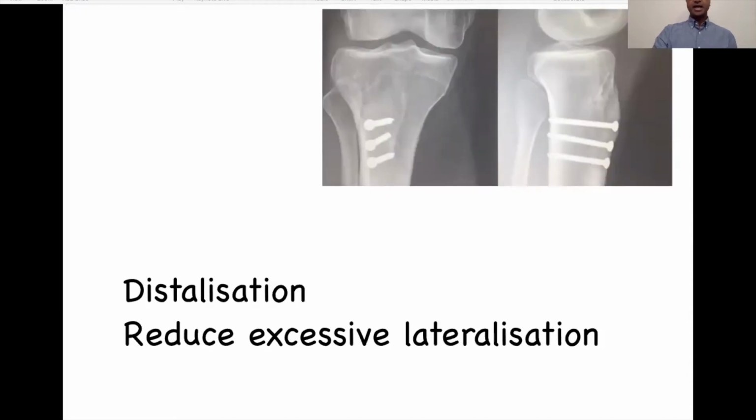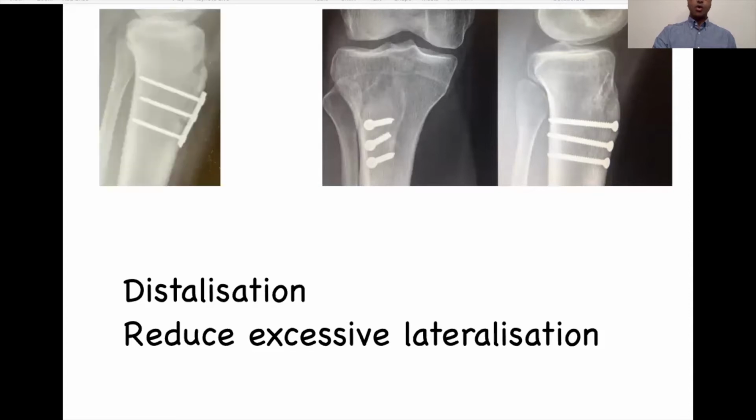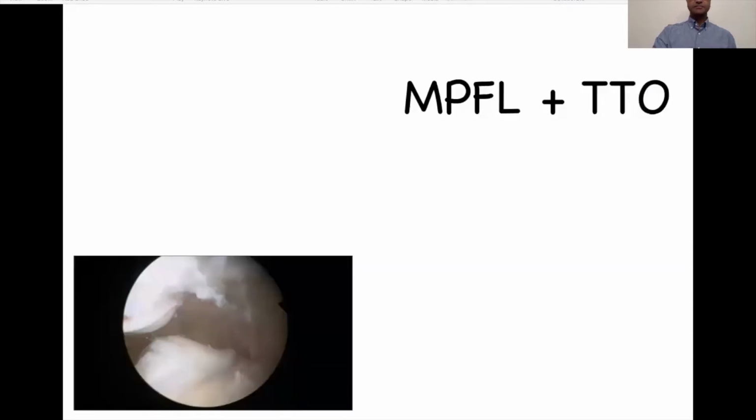Tibial tubercle osteotomy is essentially used to correct a lateralized tubercle and patella alta. And depending on the calculation, you can distalize and medialize, and it is fixed either with screws or a combination of plate and screws.